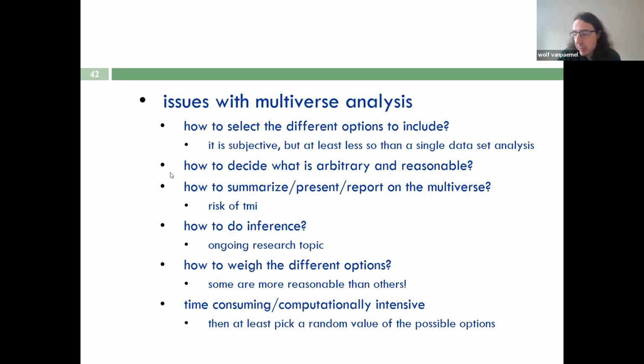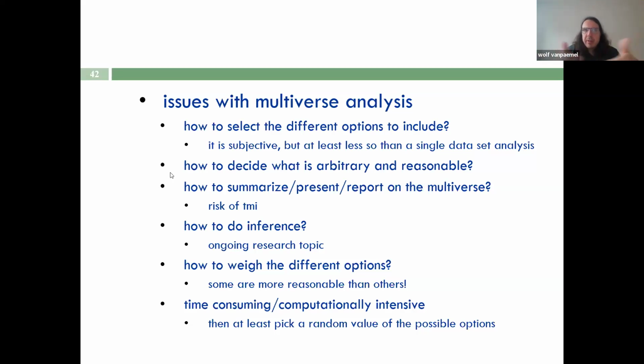I'll quickly go over this, but these are basically questions, not answers. There's still a lot of things unclear about how to do a multiverse analysis, how to select the different options. It is subjective, I know, but a single data set analysis is also subjective. What is arbitrary? What is reasonable? How to summarize a multiverse? So we have this bunch of p-values or whatever you're looking at. People should still be able to make sense of everything, and they don't want to read tons and tons of supplementary material. So it's an open question.